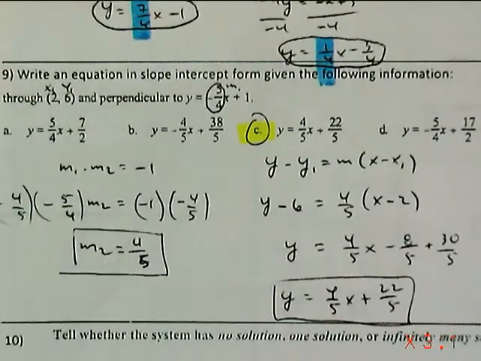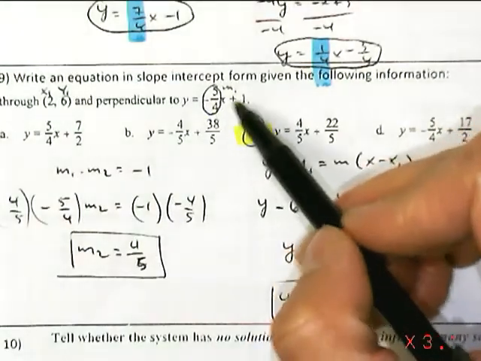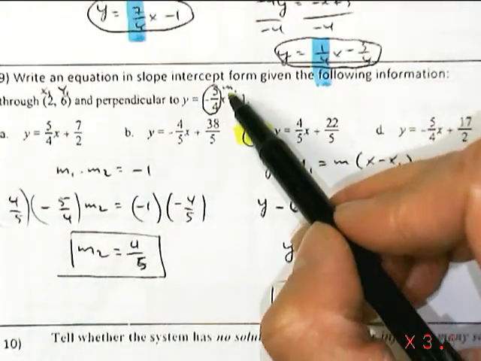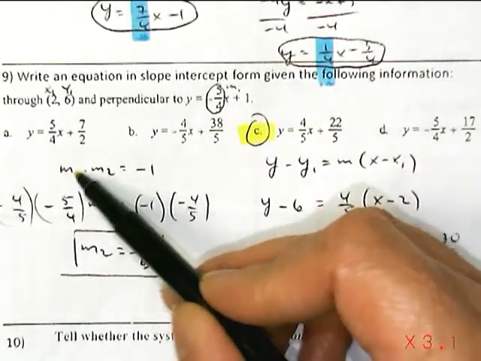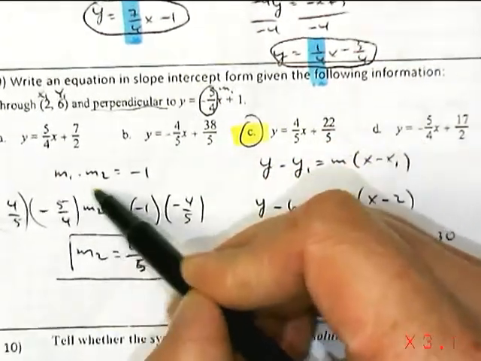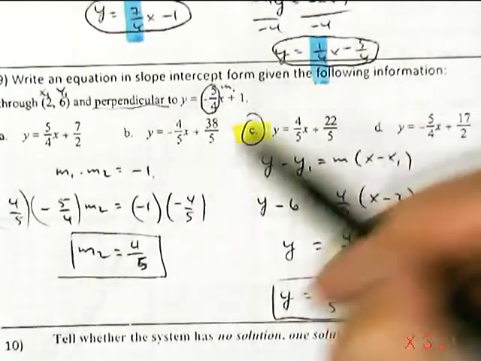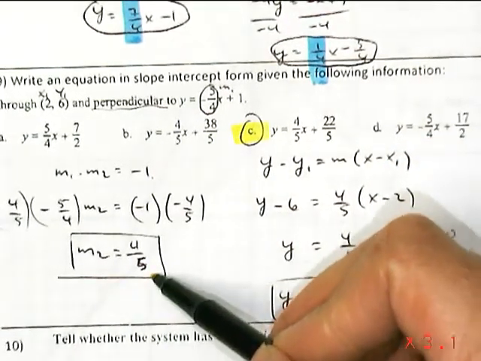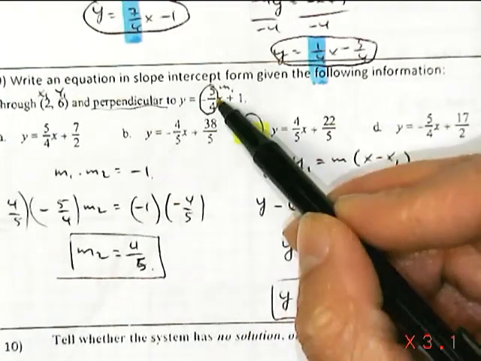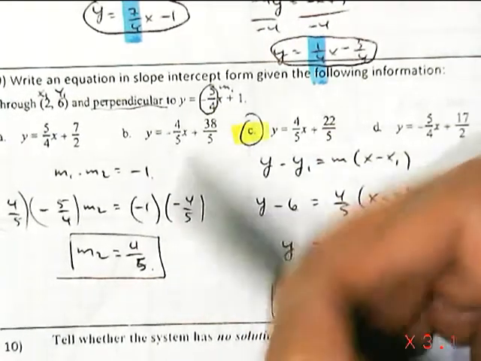Question number 9. Write an equation in slope-intercept form from the given information: through (2, 6), and perpendicular to y equals negative 5/4 x plus 1. So I have the slope of the first line, that's m1. And remember, my slopes that are perpendicular, their product is negative 1, or essentially negative reciprocals. And that becomes, your second slope is 4/5. So 4/5 and negative 5/4, these slopes are perpendicular.